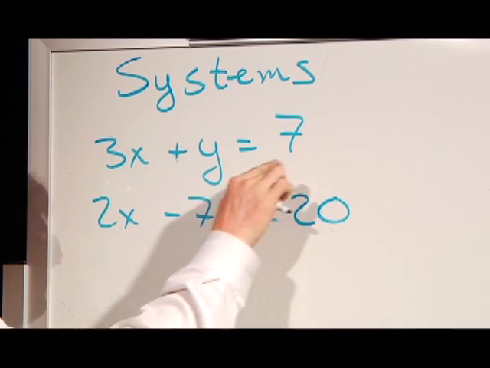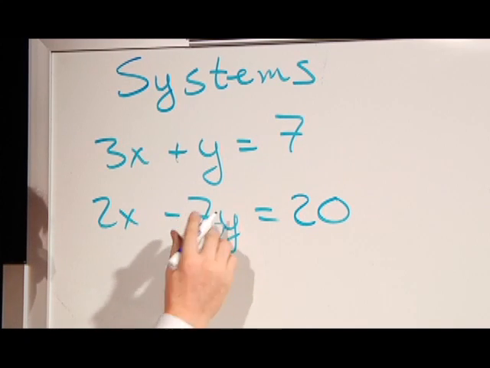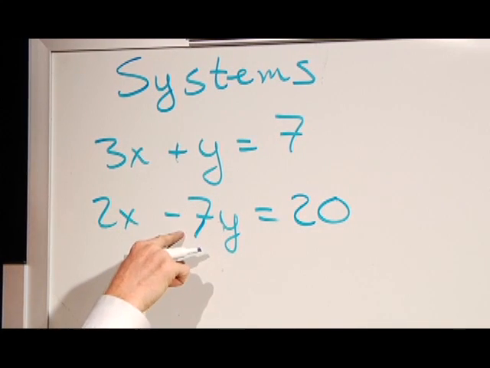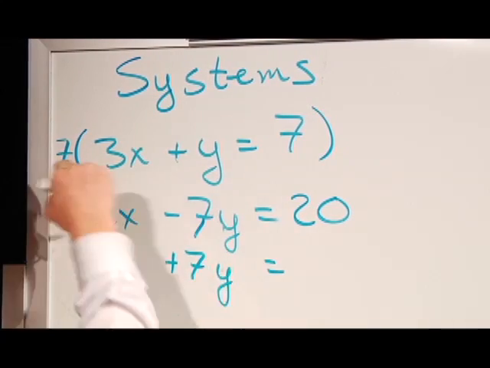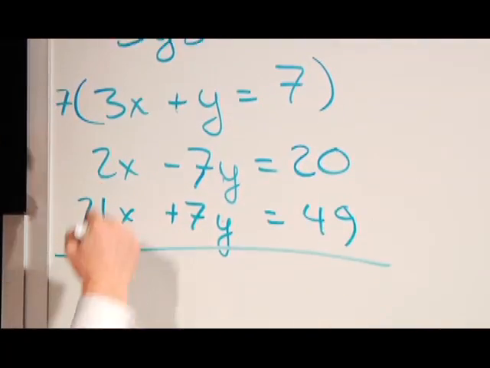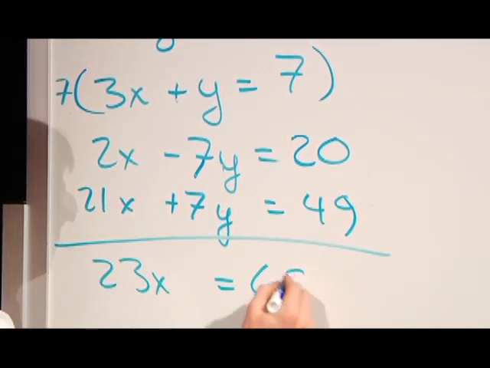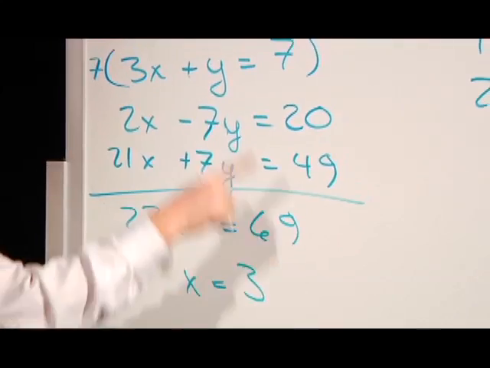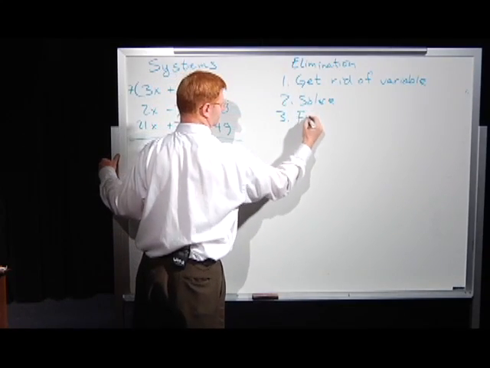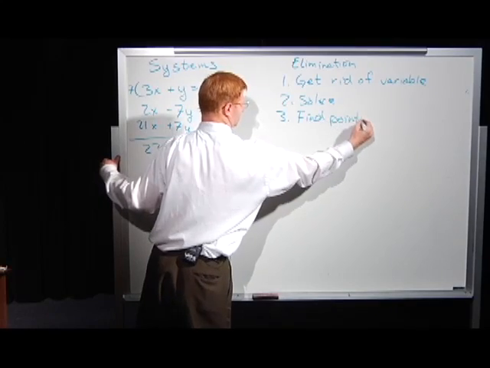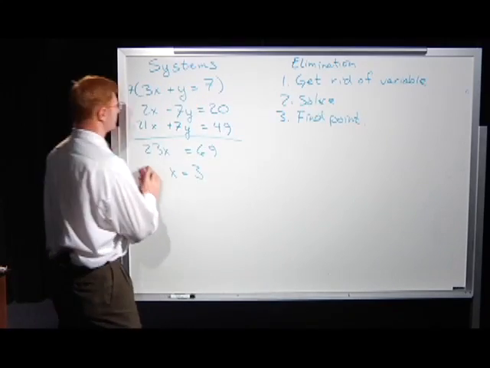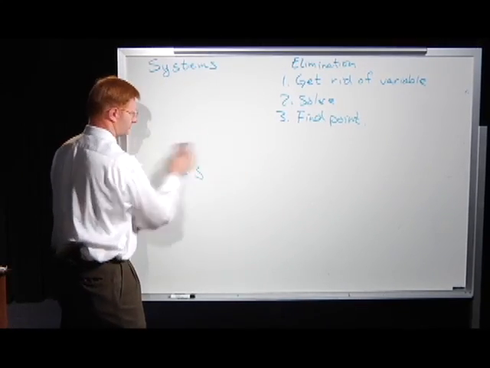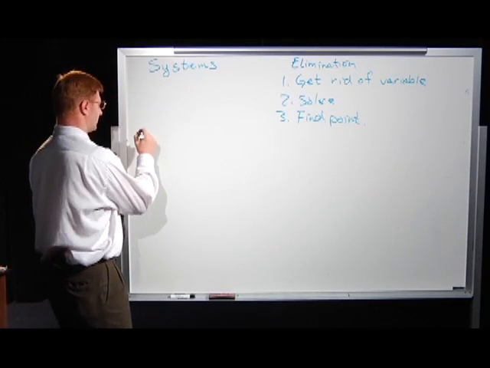However, if we multiply this entire equation by 7, so that it's exactly opposite of this one, we get 21x plus 7y equals 49. Add them together, and that's where you get 23x equals 69, x equals 3. Plug this back in just like you did, and find the point. Now, elimination is most handy when you have 3 equations and 3 unknowns, or 4 equations and 4 unknowns.